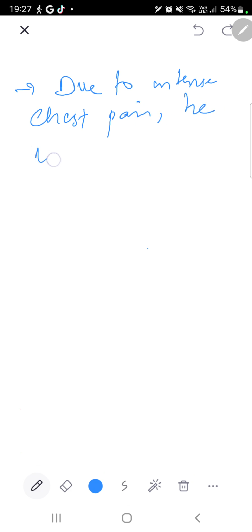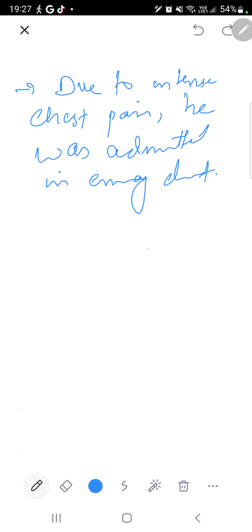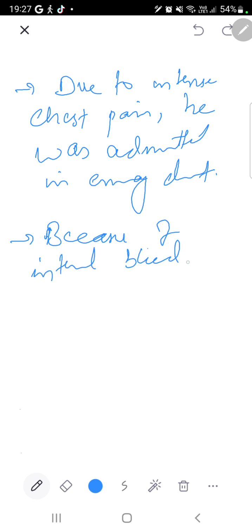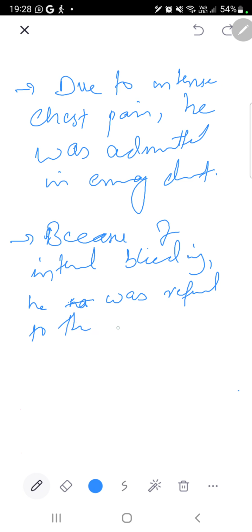And reason clause, let's say due to intense chest pain, he was admitted in emergency department, right? Similarly, because of internal bleeding, he was referred to the emergency department. So you can see that we can use these.